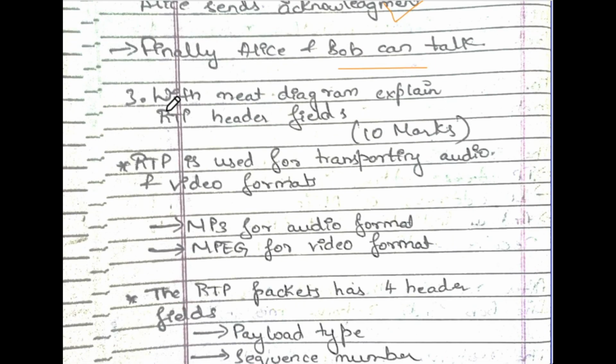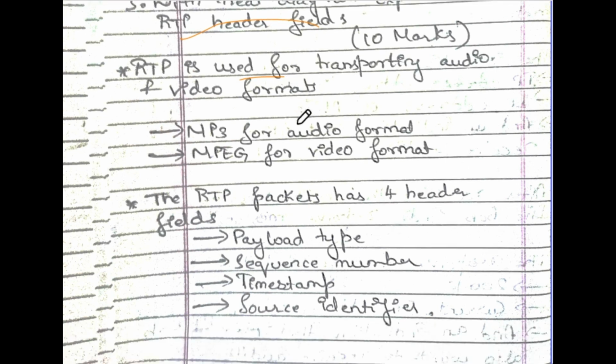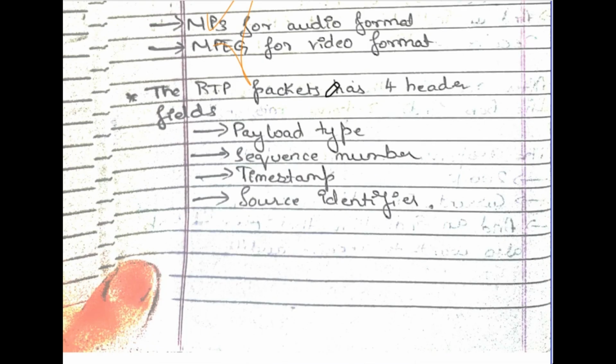With a neat diagram, explain RTP header fields. RTP is used for transporting audio and video format. Like for audio, MP3 is used for format. MP is used for video format.